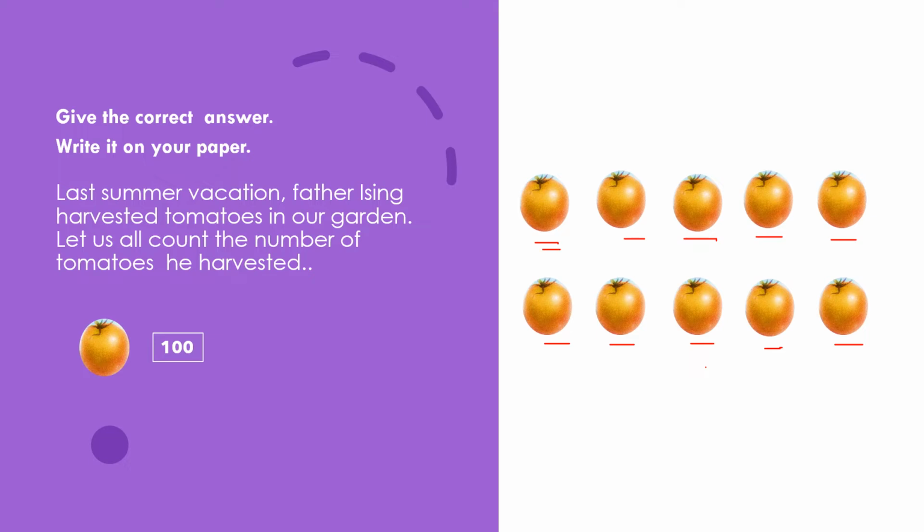100, 200, 300, 400, 500, 600, 700, 800, 900, 1,000. 1,000 tomatoes were harvested by Father Ising.